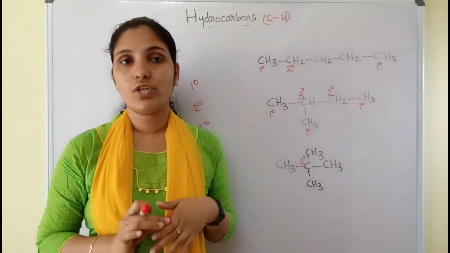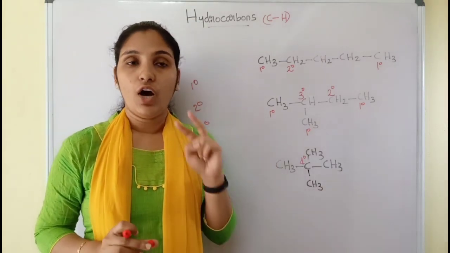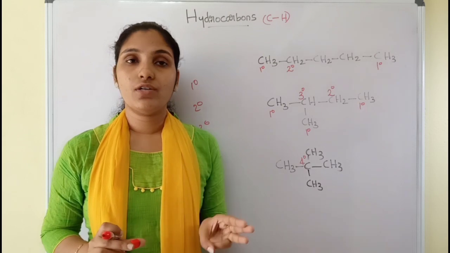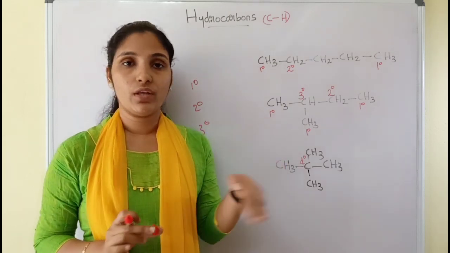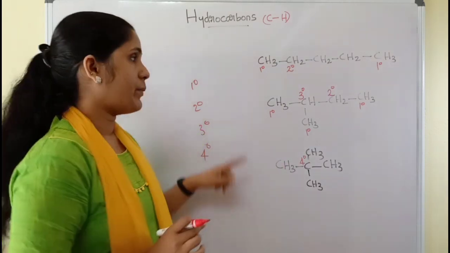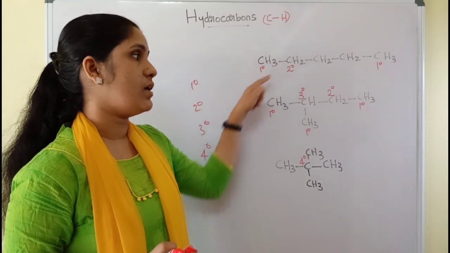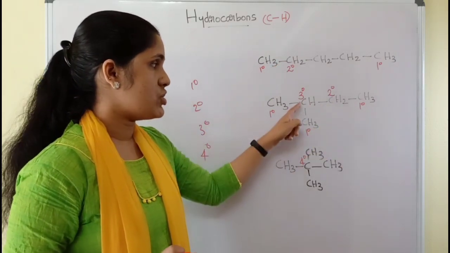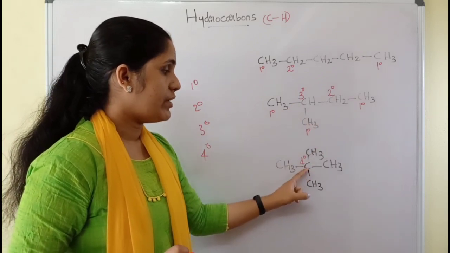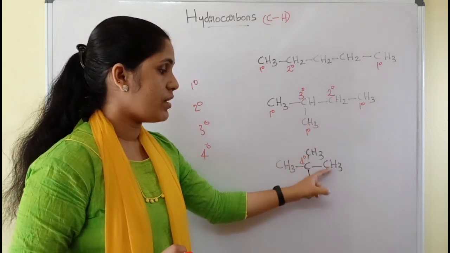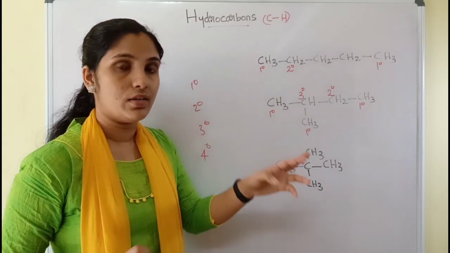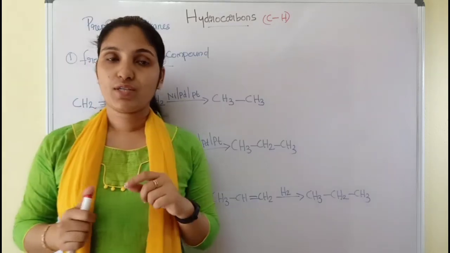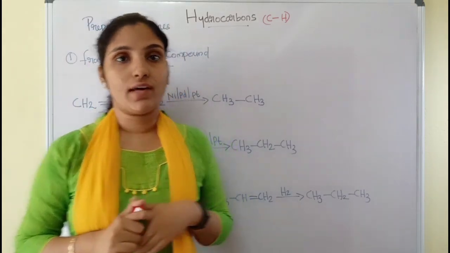That means after getting a compound you have to identify how many primary, secondary and tertiary carbon atoms are present in the given compound. Primary carbon is connected only to a single carbon, secondary is connected to 2 other carbons, tertiary to 3, and quaternary carbon is connected to 4 other carbon atoms. So let's move to the preparation of alkanes.